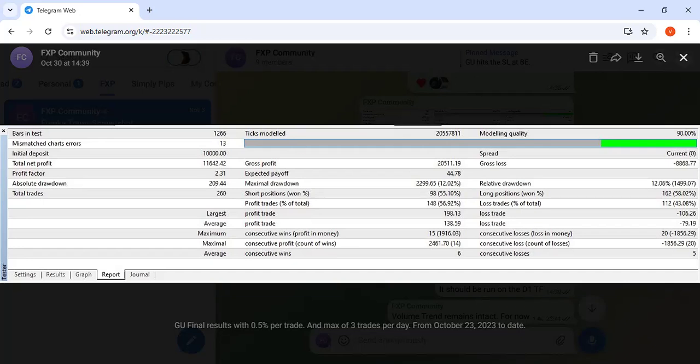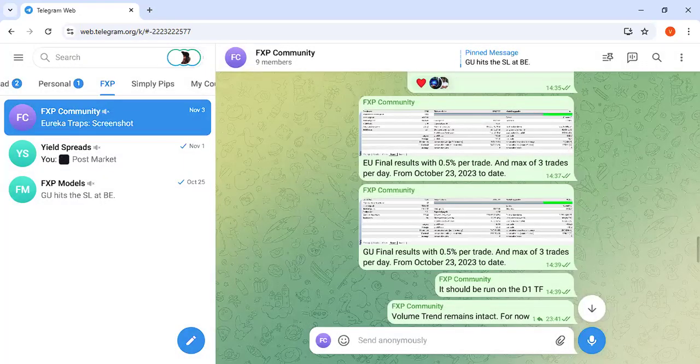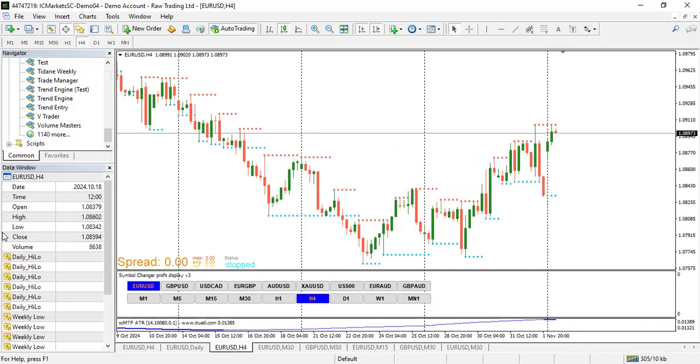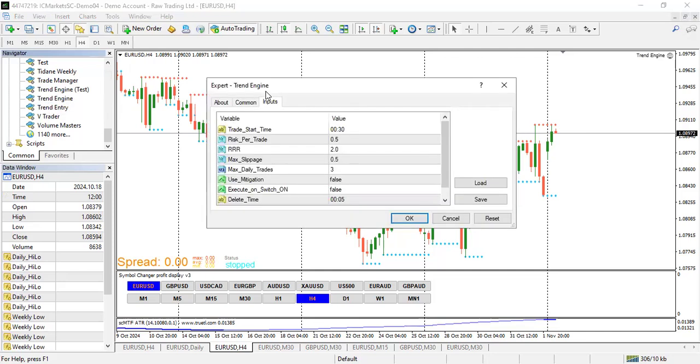All right, so how does it work? Let's get over to MT4. Right, so it's very simple. All you need to do is drag the EA to your charts. When you drag the EA to your charts, there are a couple of settings there. The first one is the trade start time. Now, there are two time values in the EA. You have the trade start time and the delete time.